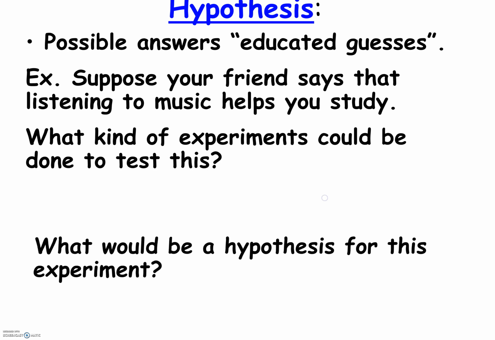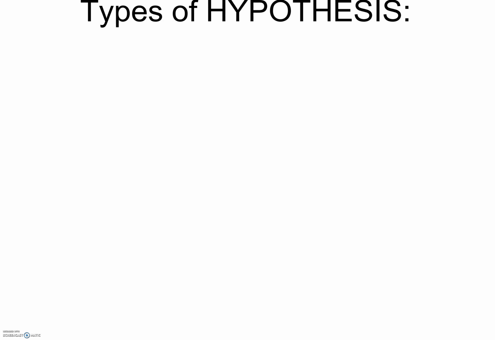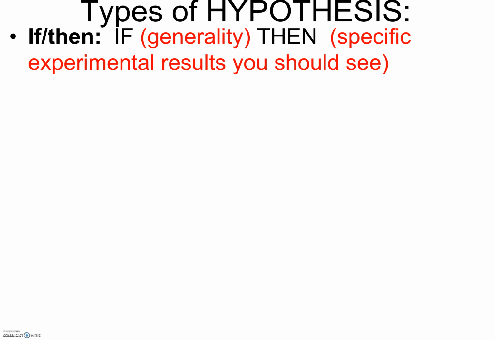All right, so we've listed some experiments. So let's just suppose that our hypothesis for the experiment, we think that listening to music, let's just say we're going to go with what our friend thinks, that listening to music is the reason that their grades are better. So we think that listening to music does help your grades for a test. All right, so two types of hypothesis. This is our first one, our if-then hypothesis.